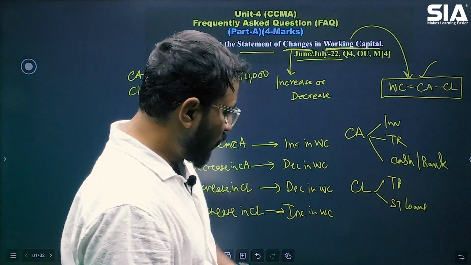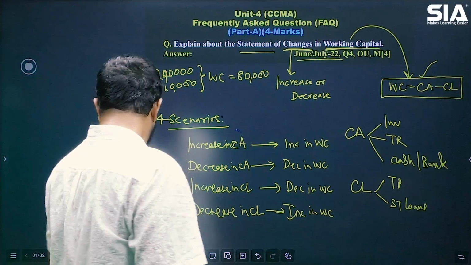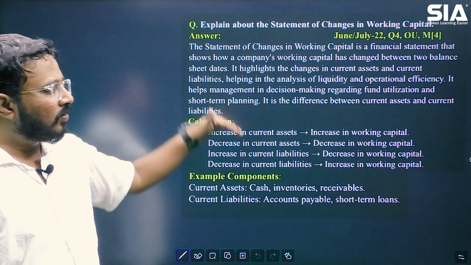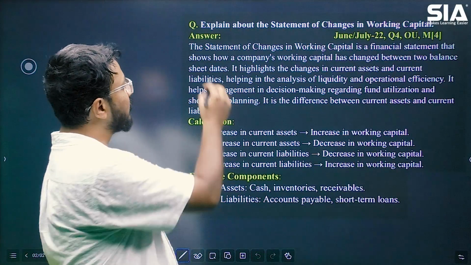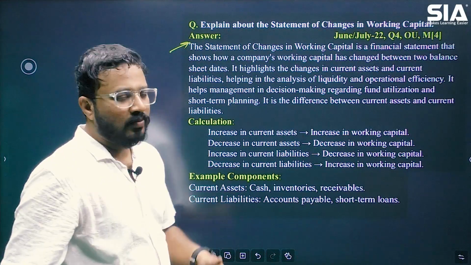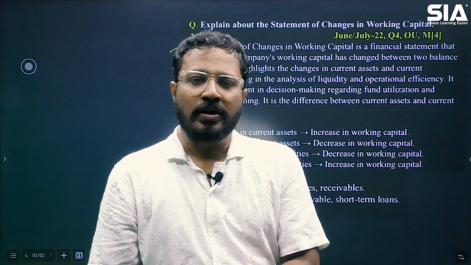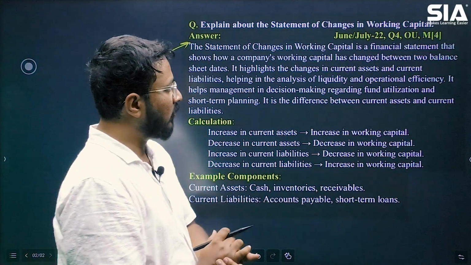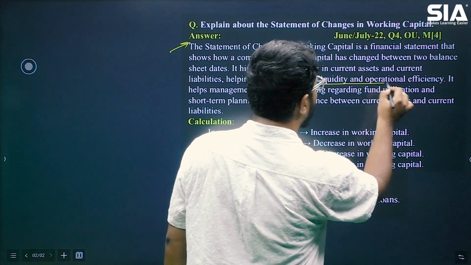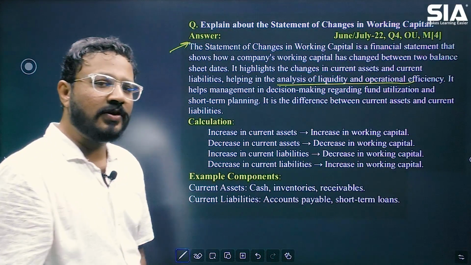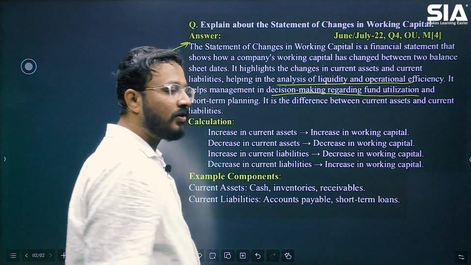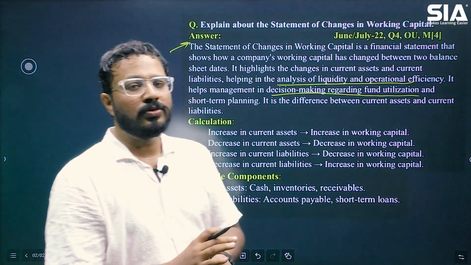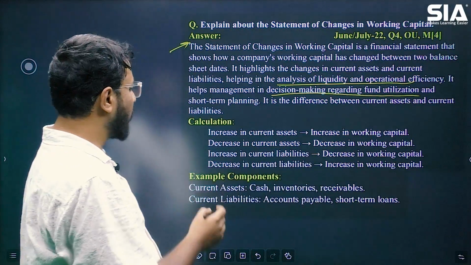So let's look at how to present this answer. This is how you will present neatly in your exam paper. आप meaning लिखेंगे first. What is the statement of changes in working capital? Then उसके 2-3 uses लिखेंगे. Then observe here analysis of liquidity and operational efficiency. It will help the management in decision making regarding fund utilization. ऐसे 2-3 use लिख के then you'll go to the calculation part.